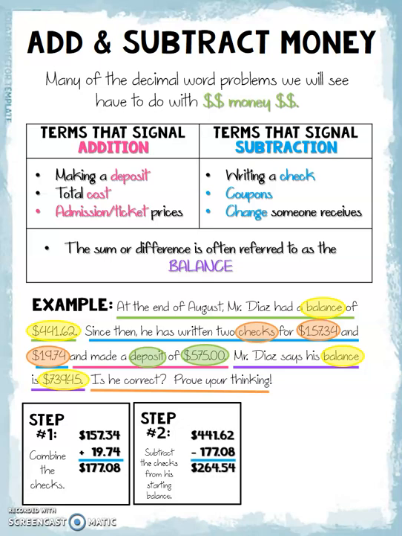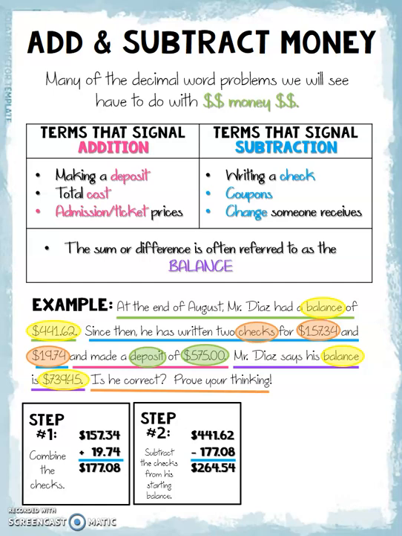So now I'll take the $441.62 and I'll subtract $177.08 because that's how much both of the checks were altogether. That leaves me with a balance of $264.54. So that's used the green and the blue lines, but I can't forget that the pink part told me he also made a deposit of $575.